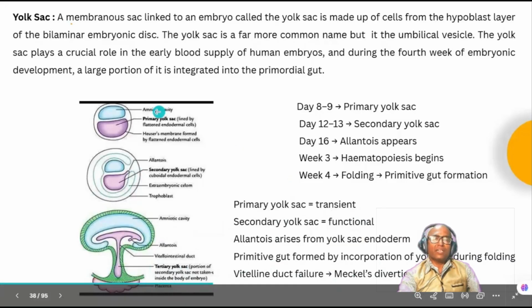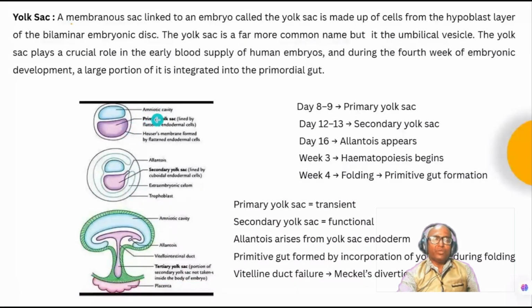Okay, so let us see here. You have got an amniotic cavity. You have got the primitive yolk sac, and you have got the Heuser's membrane formed by the flattened endodermal cells. Now further, what happens is the chorionic cavity, or the extraembryonic coelom, is getting developed. So you have got a trophoblast here. This is the extraembryonic coelom. Then the primary yolk sac will become the secondary yolk sac.